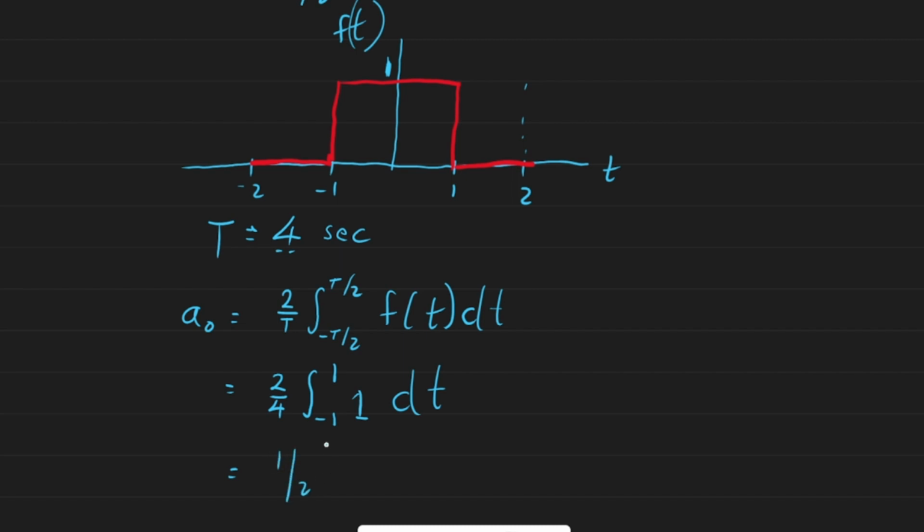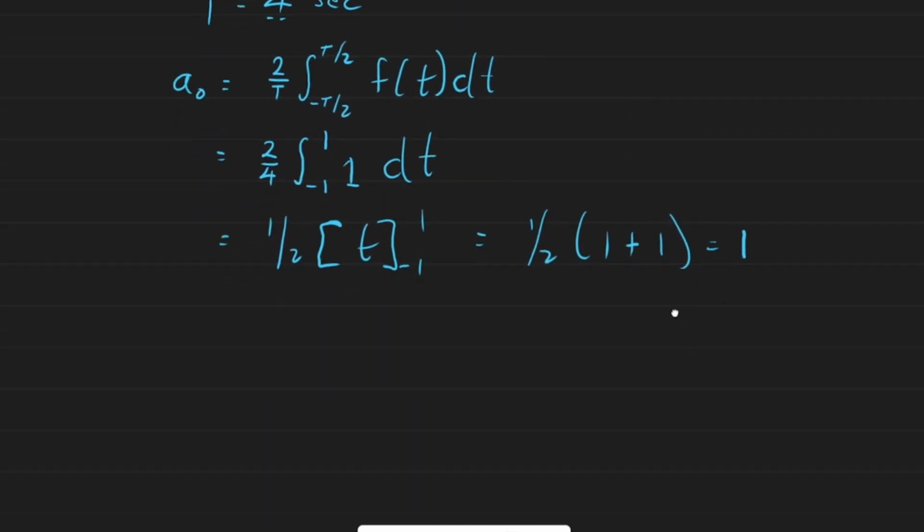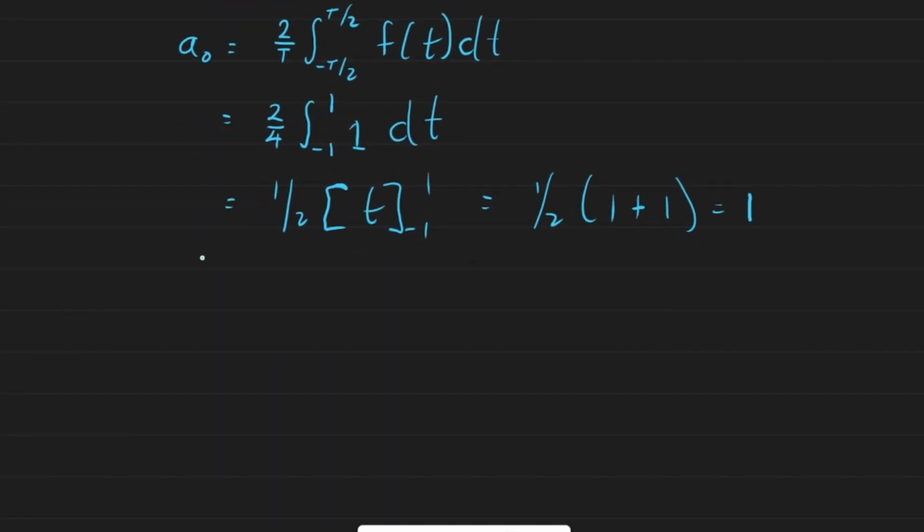So we get a half, and just integrating dt from minus 1 to 1. So that would be a half into 1, and then we have a minus and a minus, so that's going to give us a plus. So 2 times a half is just going to be 1. So that's what a0 is equal to. So a0 is equal to 1.